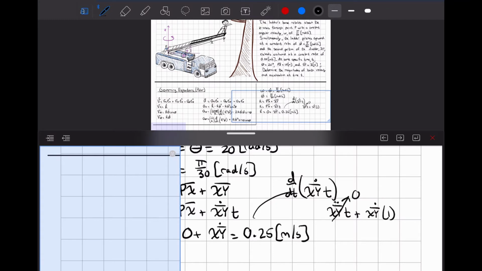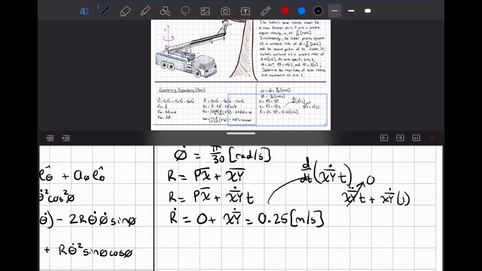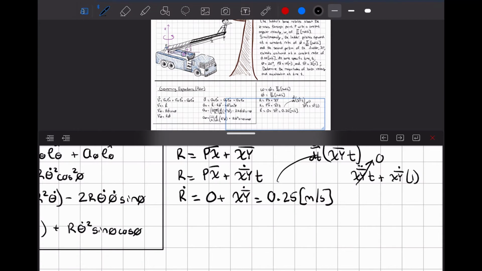Okay? Almost done running out our knowns. And then at whatever time t we're looking at, we have phi is equal to 25 degrees.